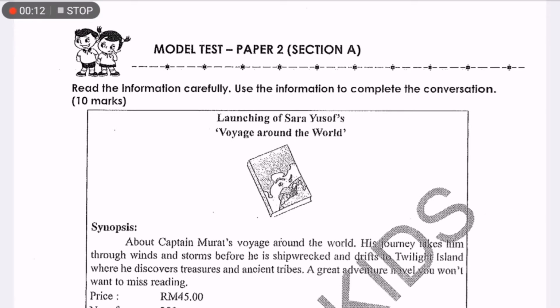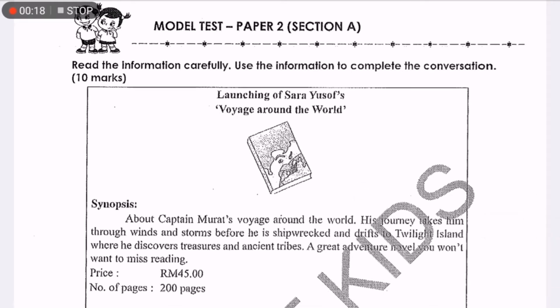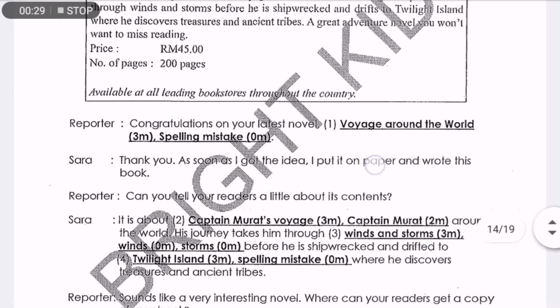Let's take a look at the first question. Read the information carefully. Use the information to complete the conversation. Now this is an information transfer question. It's fairly easy, but you need to read the sentence in full before you attempt to answer the question. Now let's take a look.